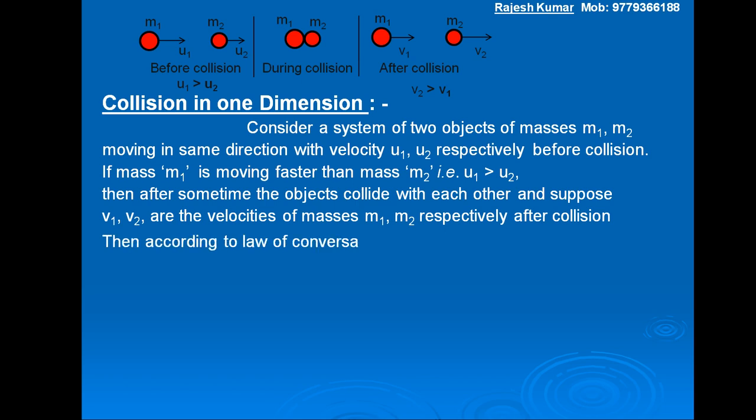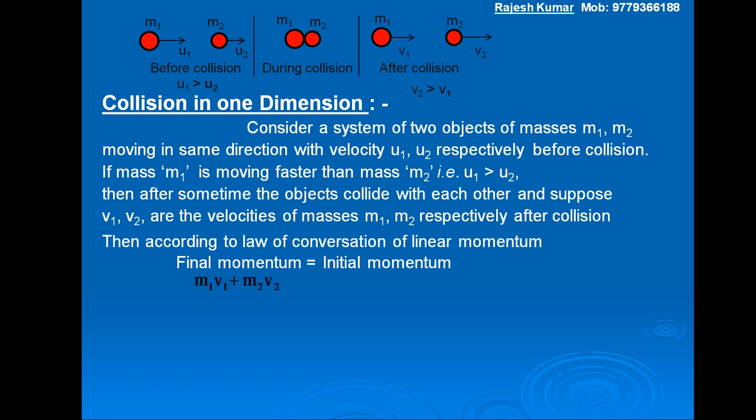Then, according to the law of conservation of linear momentum, the final momentum of the colliding objects after collision is equal to the initial momentum of the colliding objects before collision. That is, m1 v1 plus m2 v2 is equal to m1 u1 plus m2 u2. Let it be equation number 1.